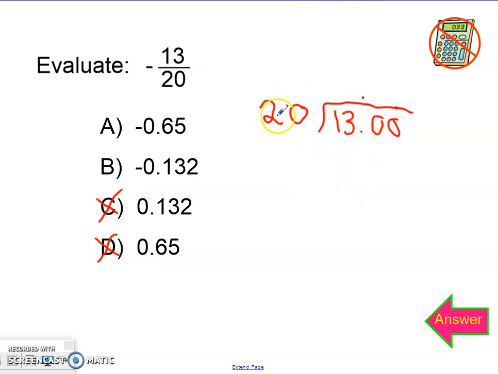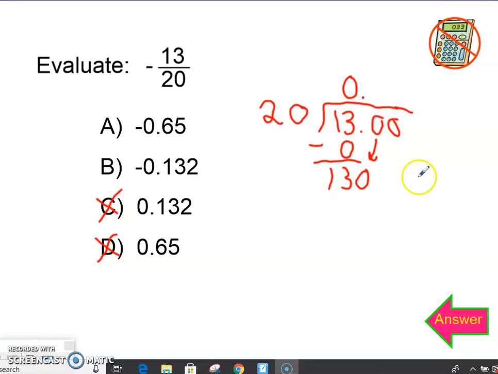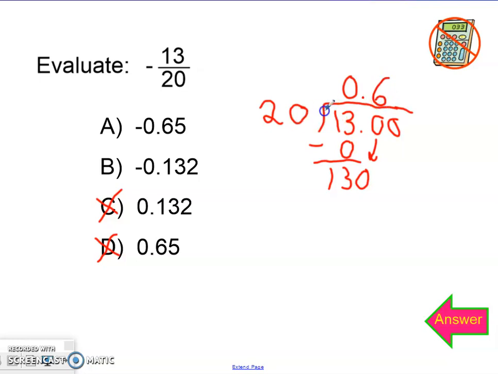So 13 divided by 20. I know 20 is bigger than 13, so it's going to go into 13 0 times. 20 times 0 is 0. And we'll have 13 left over. So now we're going to bring down this 0. And we need to ask ourselves, how many times will 20 go into 130? Well, I know that 20 times 5 is 100. So I know that one more 20 would be 20 times 6, and that would be 120. So I'm going to put a 6 here, and 20 times 6 was 120. And so now I'm going to subtract that from 130.